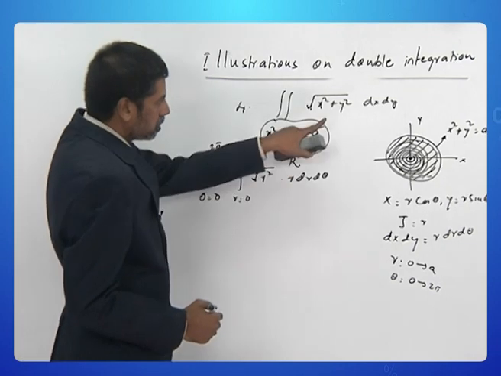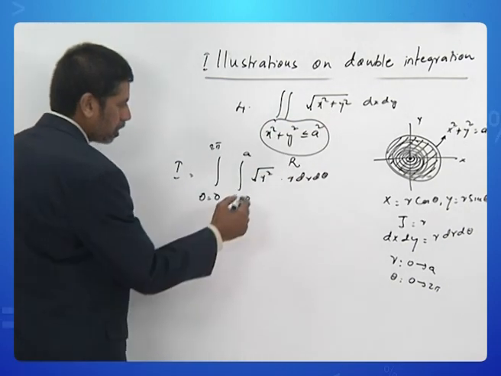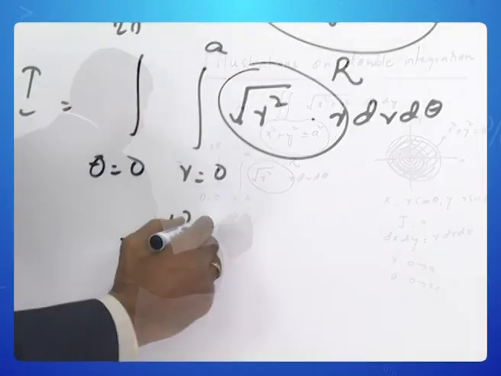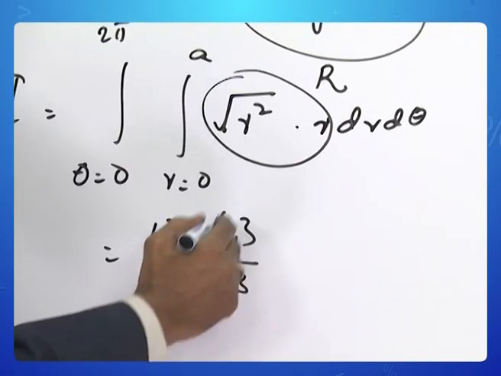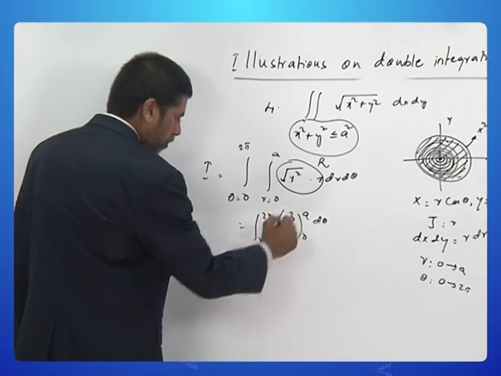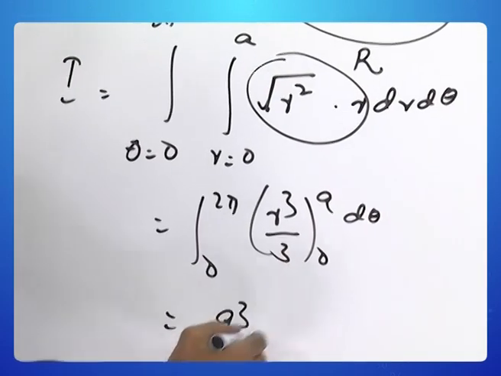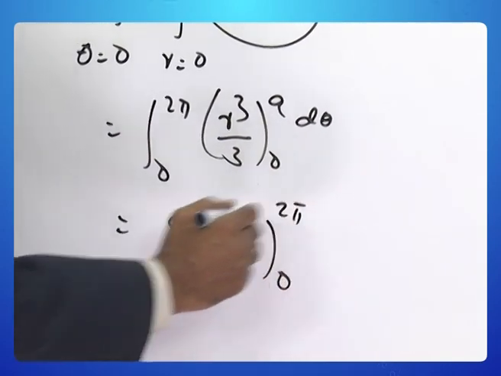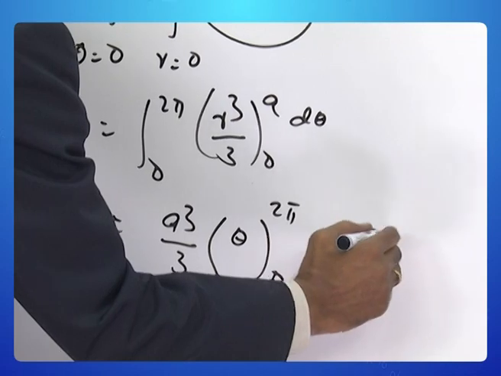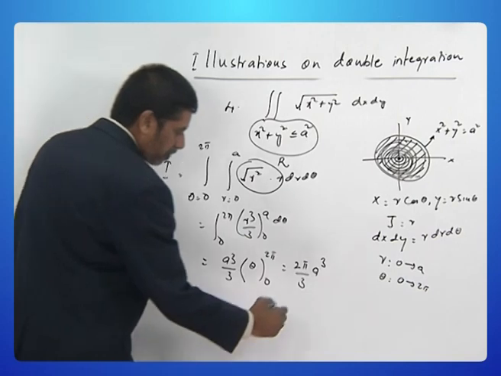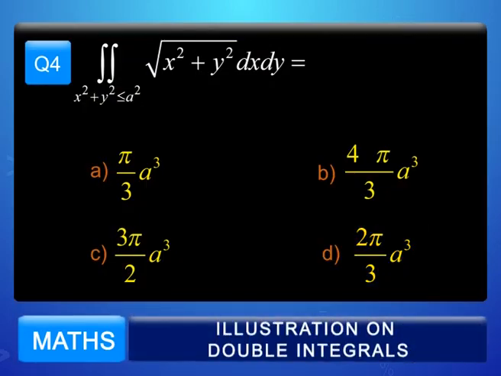So please observe the integration has become very simple because this is r squared. So when you integrate, you will get r cubed by 3 from 0 to a, d theta. So this becomes a cubed by 3 into the integration of d theta, which is theta. Therefore, you will get 2 pi by 3 a cubed as the answer. And you will find that the correct option for this problem is D.